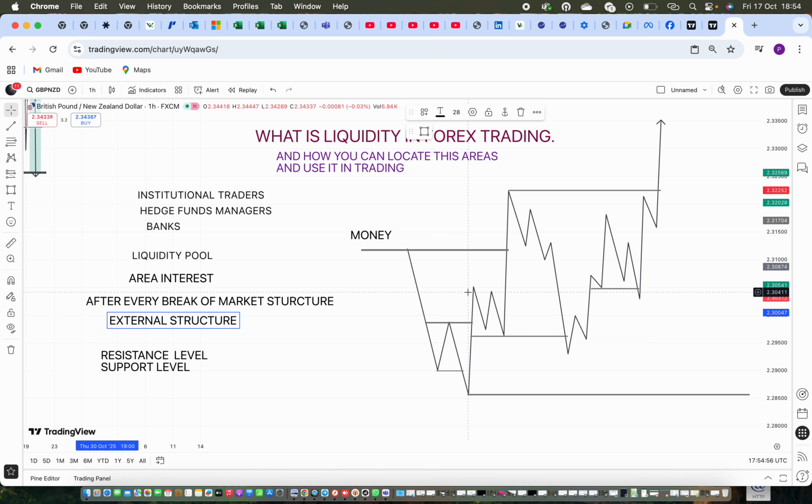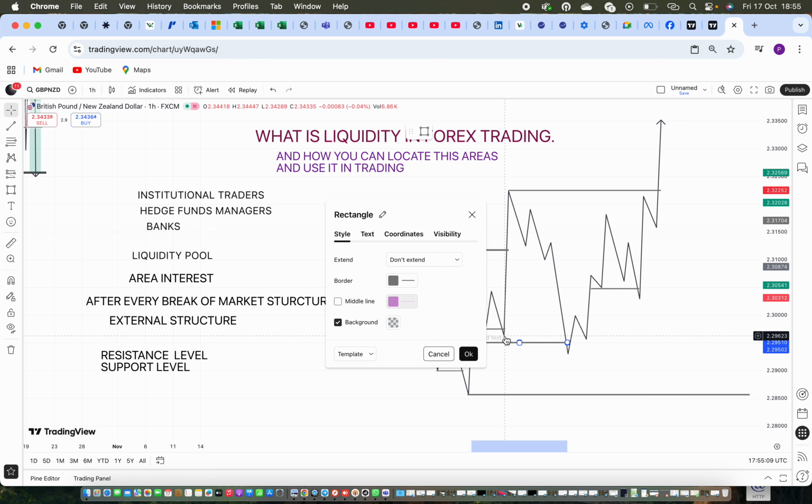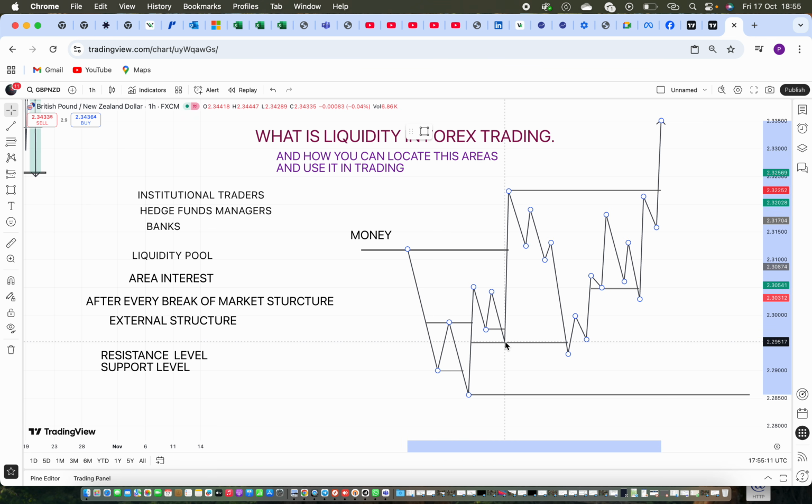Notice how we broke structure, we created a high, and price came back and took out this little level here, this little low that was created here. So if I expand this a little bit, it's more like something like this before we saw how price did break this level.